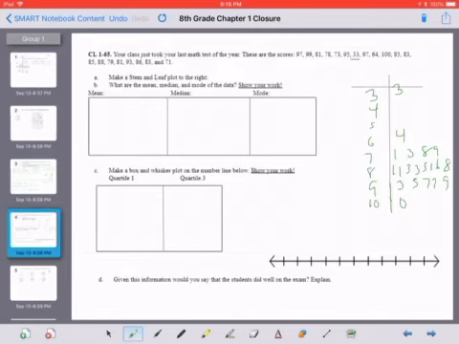So I got 82.55. The median, when I found the middle number, is 84. And there's actually 4 modes because there's 4 numbers that repeat twice. They're 81, 83, 85, and 97.